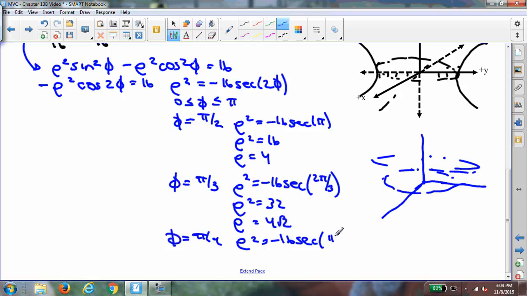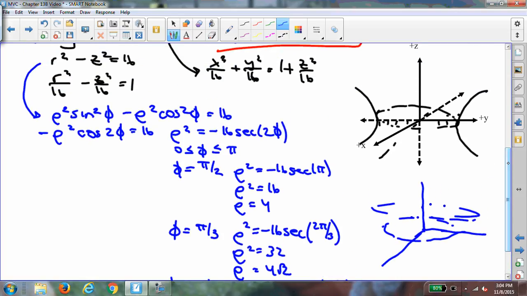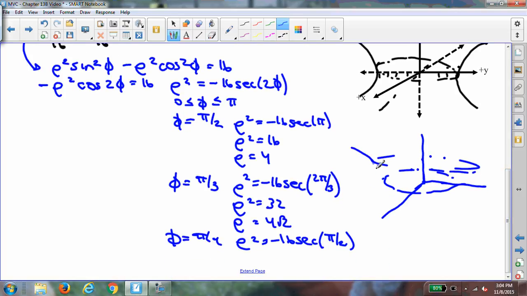Okay. And then notice if phi equals pi over 4, I get rho squared equals negative 16 secant of pi over 2. But secant pi over 2 doesn't exist, and what happens is there is actually no rho value. Now going back to the drawing I have up here of the one-sheet hyperboloid, that makes sense because at phi equals pi over 4, my one-sheet hyperboloid is actually going out to infinity. And now you can see that one-sheet hyperboloid here, if I were to draw it in. So the spherical and the cylindrical match up with the rectangular as a result.